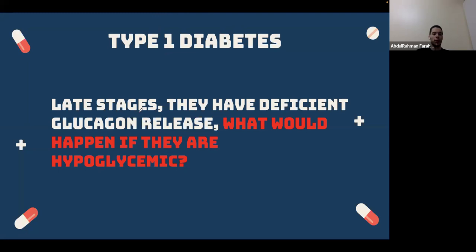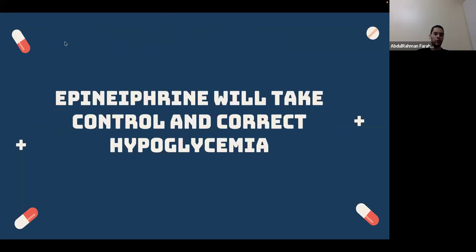When they are hypoglycemic, you essentially have a compensation from the other short-acting hormone, which is epinephrine. So epinephrine will start to get released and maintain the blood sugar levels back to normal. So subhanAllah, alhamdulillah, we have epinephrine as a backup to glucagon.